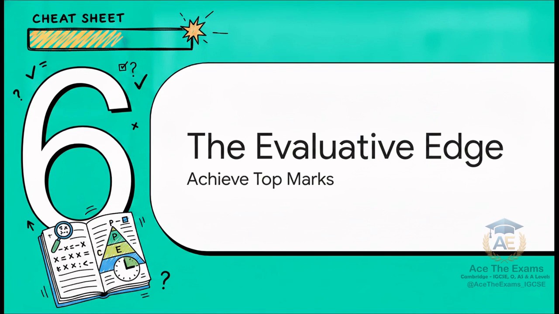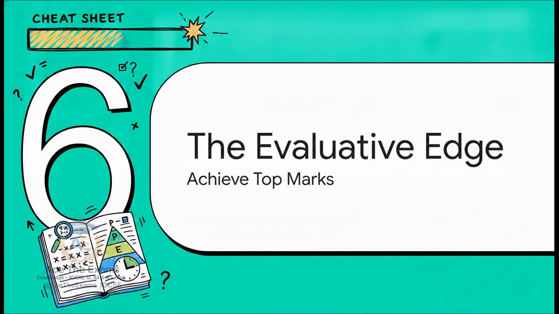Section 6, the evaluative edge. For our final section, we are going to look at the higher order assessment objectives. This is what truly separates the average candidates from the top A-star scorers. To get this edge, you need the complete mathematics answering system, which boils down to 3 rules that guarantee top marks. Number 1, command word decoding. Number 2, Peel framework application. And number 3, a time management matrix.